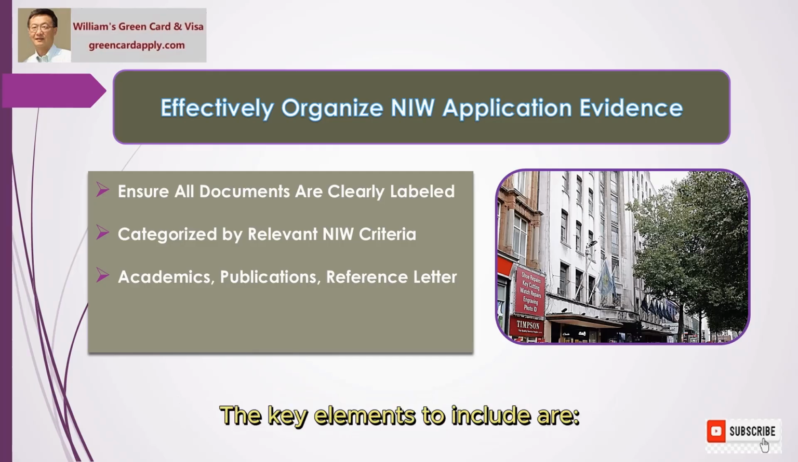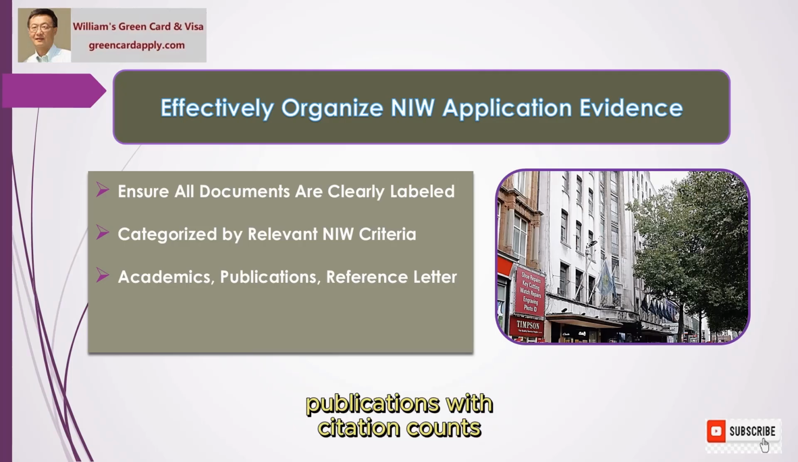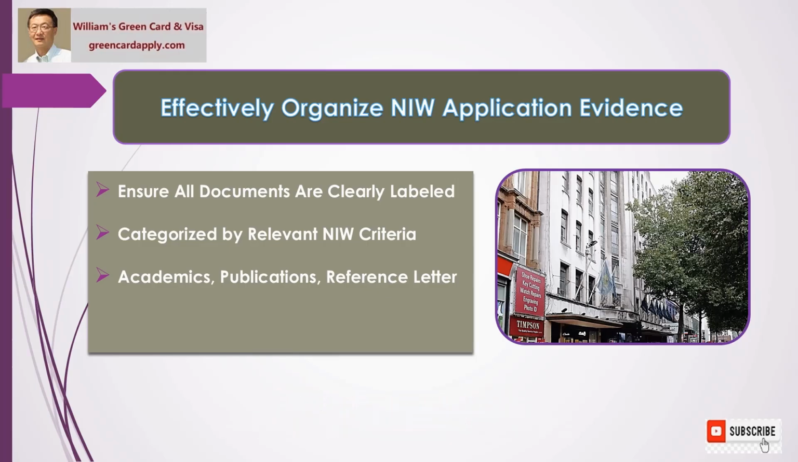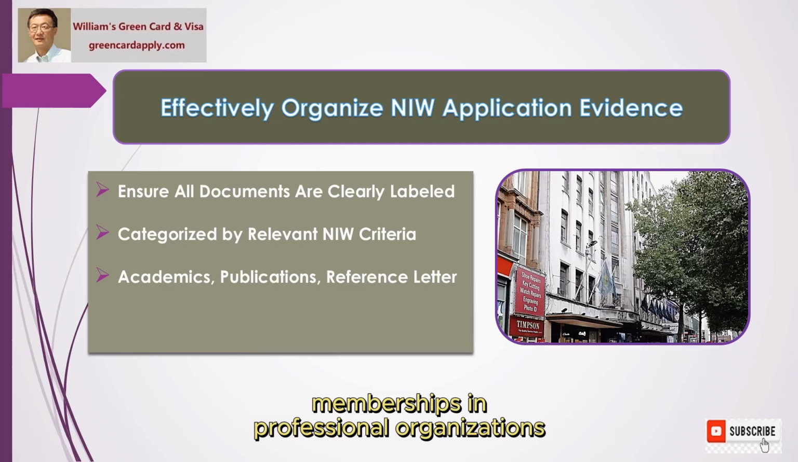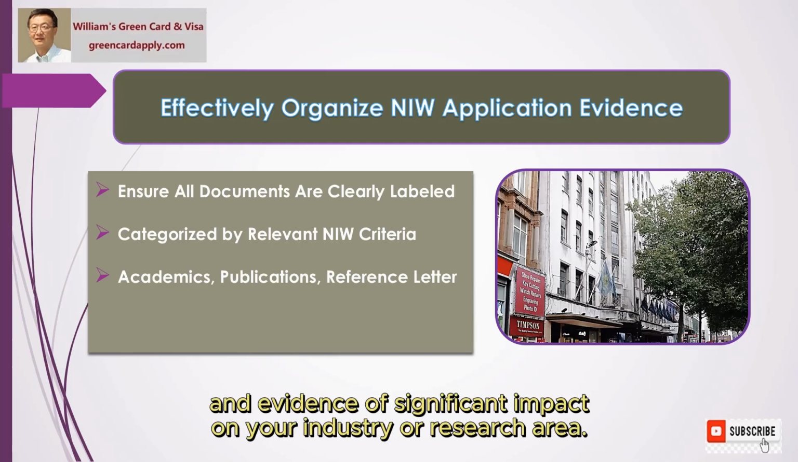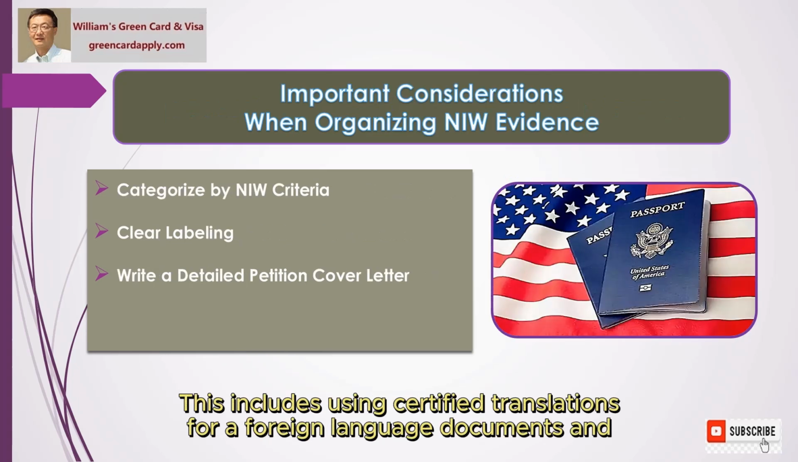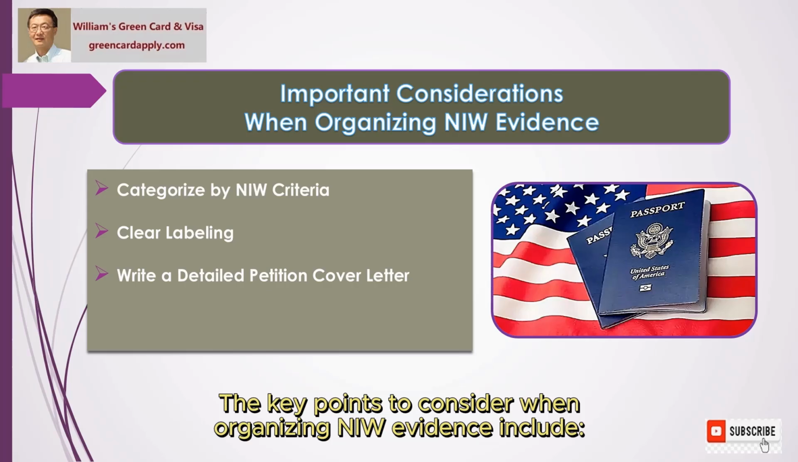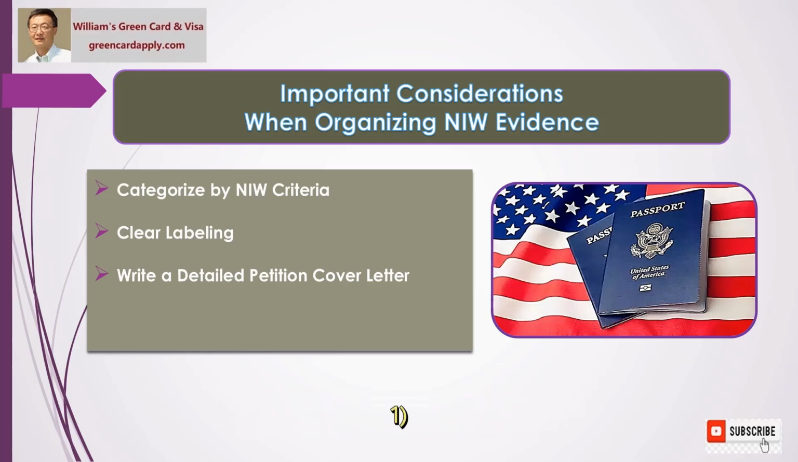The key elements to include are academic transcripts, publications with citation counts, awards, recommendation letters from experts in your field, memberships in professional organizations, and evidence of significant impact on your industry or research area. This includes using certified translations for foreign language documents and highlighting your name within publications or citations to make your work easily identifiable.